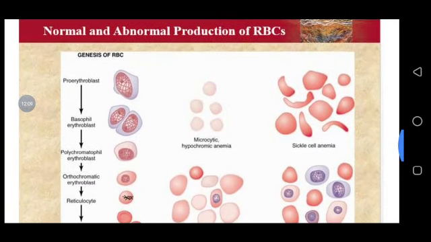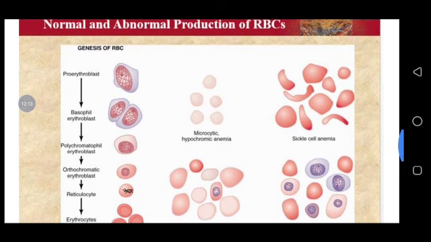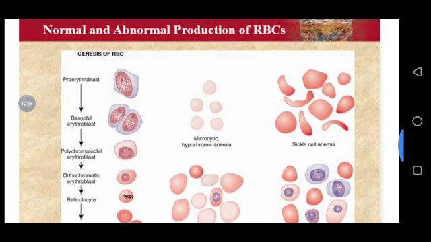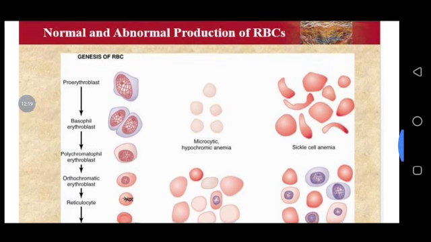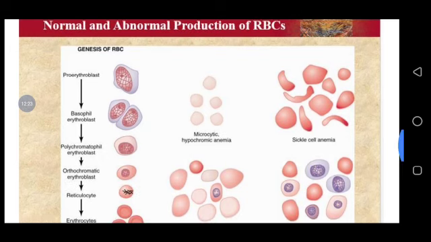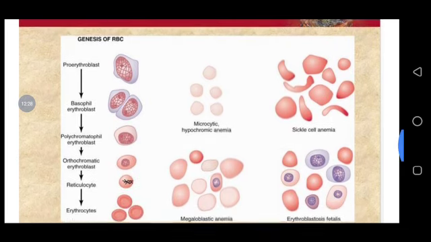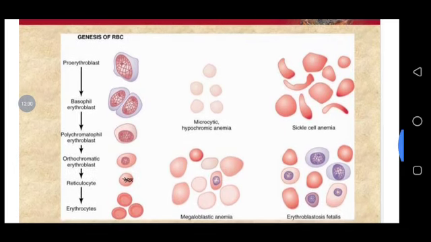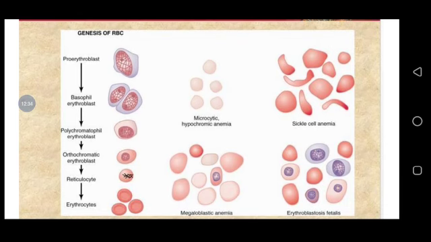Also here in the normal production of RBC, we have normal RBC production and abnormal RBC production. But here in physiology, you are going to see only normal RBC production. And in pathology, you will go through hematology, where you can see abnormal RBC production. In the genesis of the erythrocyte, in the formation of RBC, we studied the pro-erythroblast.